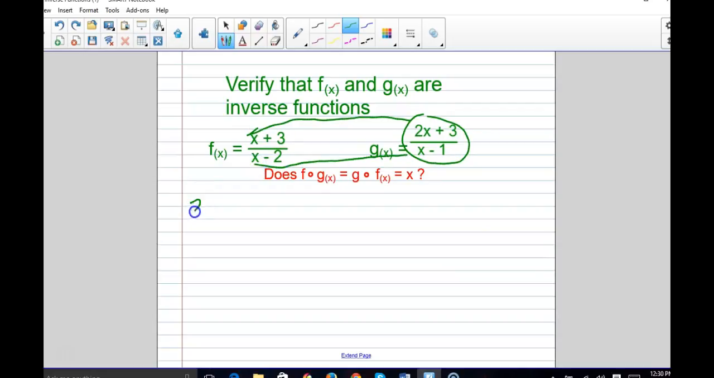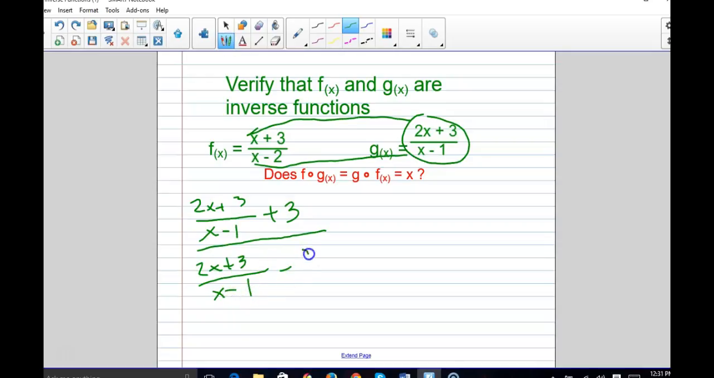So it's going to say 2x plus 3 over x minus 1, plus 3, over 2x plus 3 over x minus 2, over x minus 1, minus 2. And to simplify that, it's kind of a mess right now with so many fractions in it. Let's get the numerator expressed over a common denominator, and then we'll do the same thing for the denominator. Express it over a single denominator.